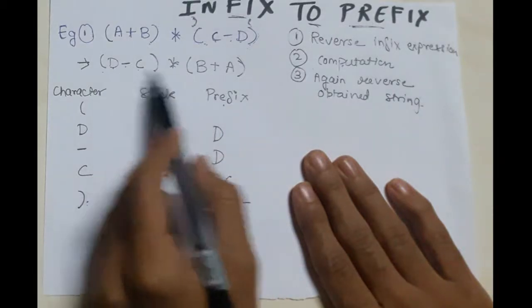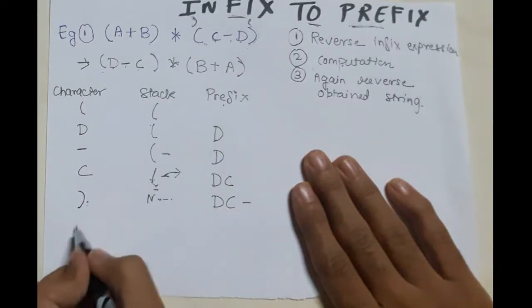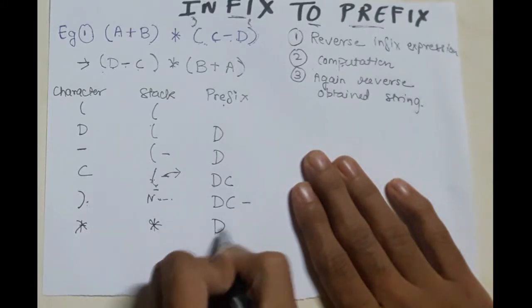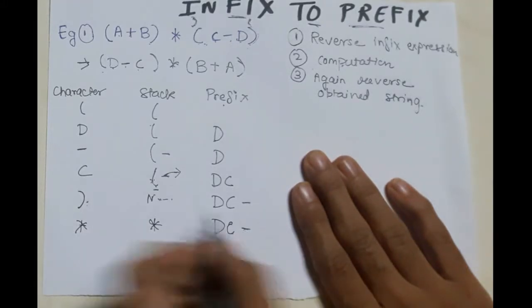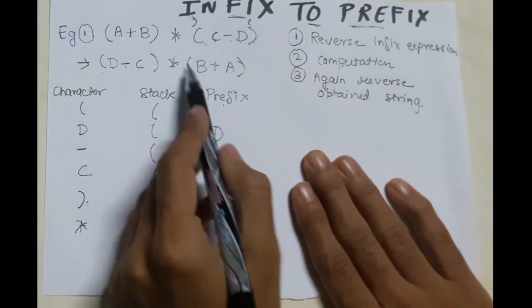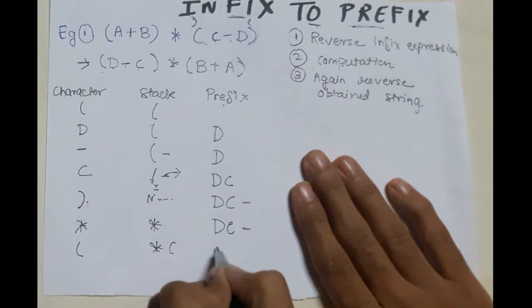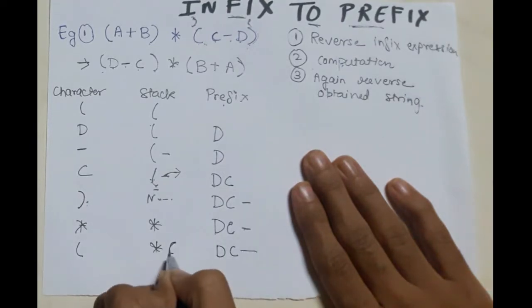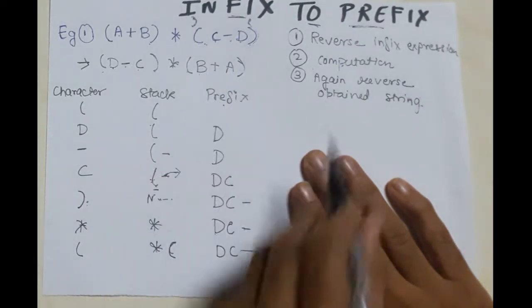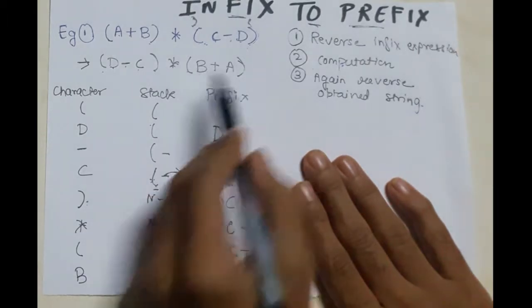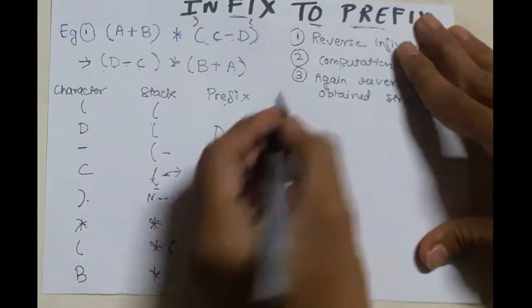After that again we'll read, so multiplication. Multiplication is an operator, so we'll push it into the stack, right? Then parenthesis, so we'll push it into the stack. Right. Then B. B is an operand, so we'll add it into the prefix expression. Okay. Then I will continue here. Okay.